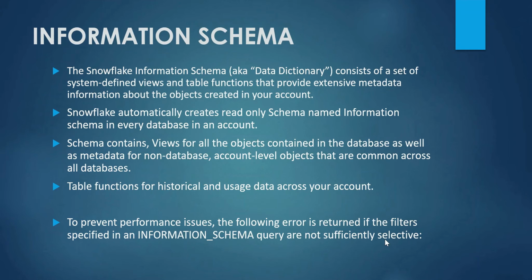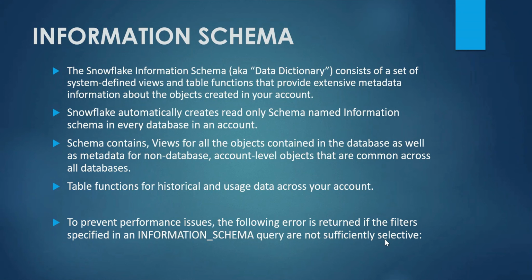Okay, so first let's start with the information schema. The information schema is basically known as the data dictionary, which consists of the metadata information about the objects which we create on our account. Suppose I'm creating 5 databases, and in those 5 databases, I'm creating 20 tables, and I want to know the list of all the tables. Then I can simply go into the information schema of that particular database, and even apply some filters.